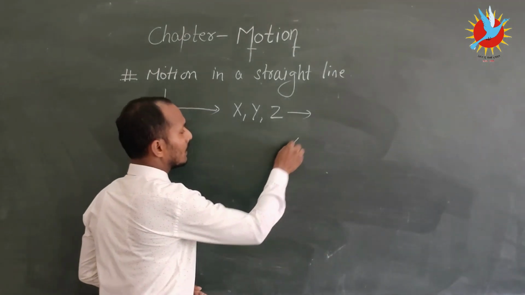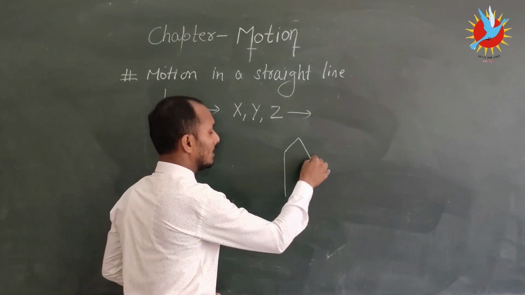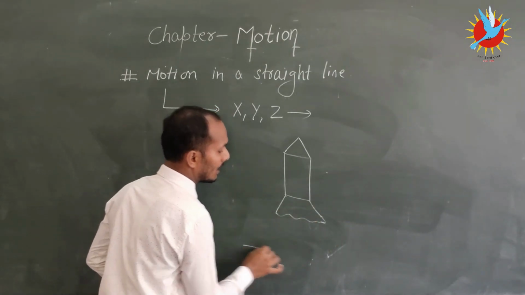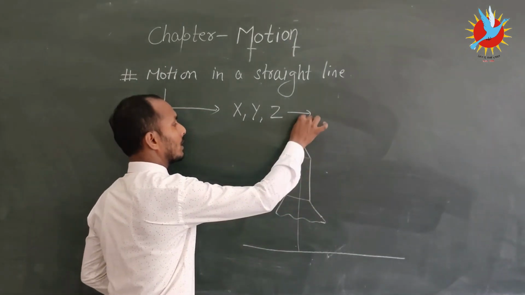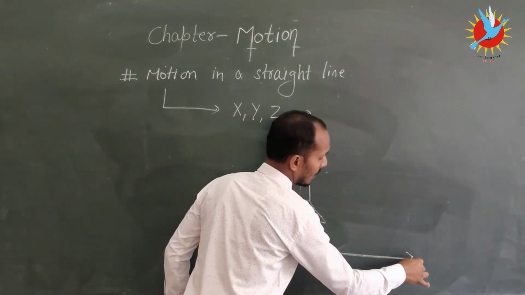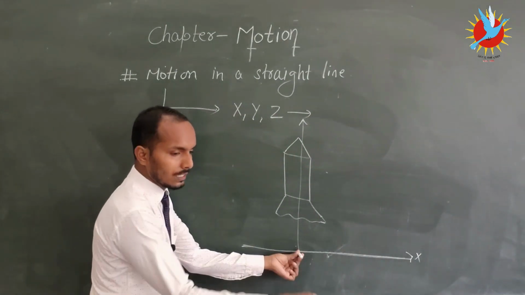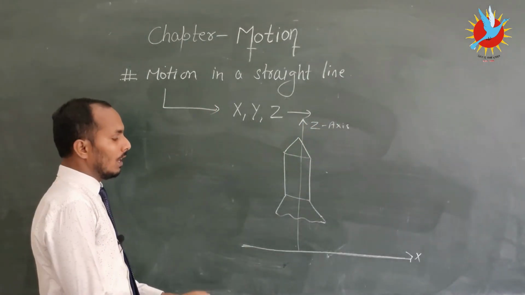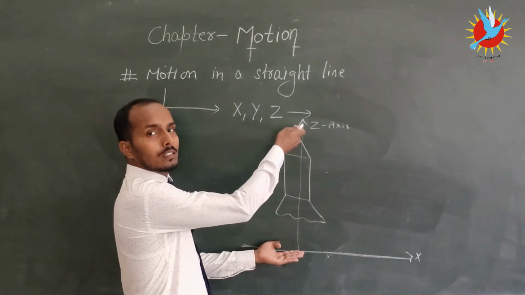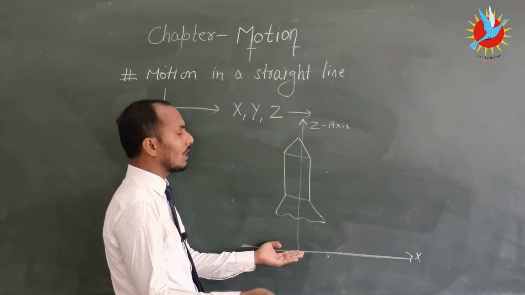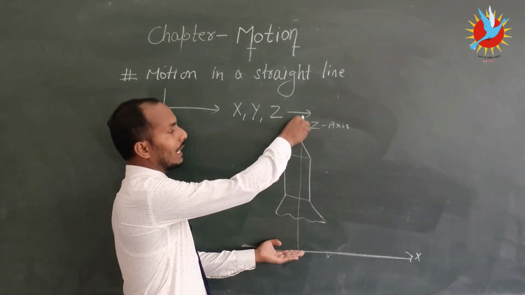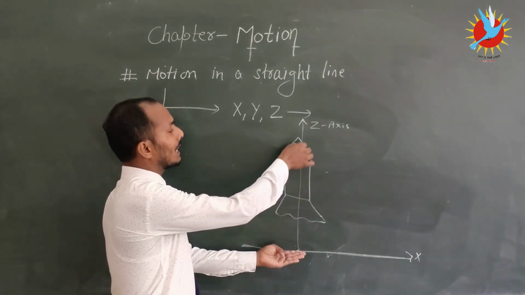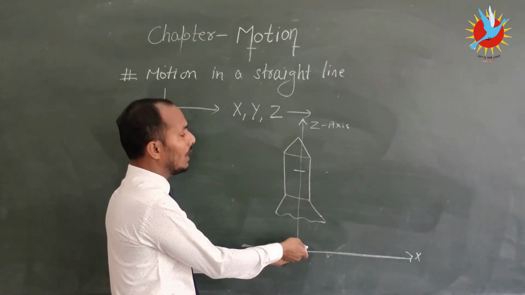Take another example. Suppose there is a rocket that starts going in the upward direction. You can consider this as the x axis, this as the y axis, and this as the z axis. Then the position changes only in the z axis, because there is no change in the x axis or the y axis. When it is on the ground, its position is 0, but after some time it reaches this position, so its value changes along only one axis.